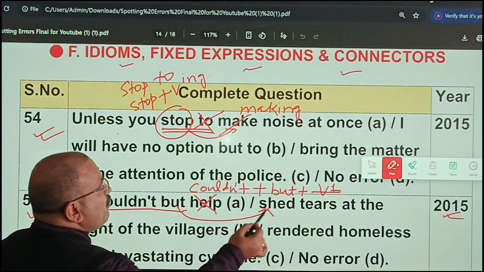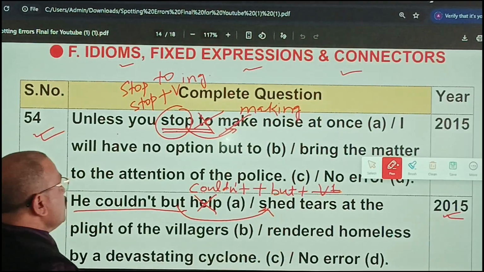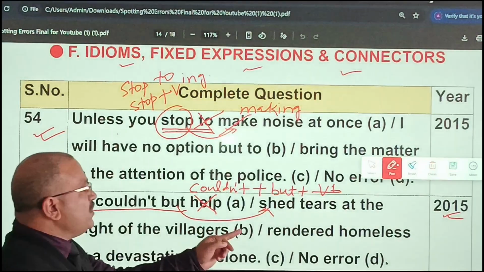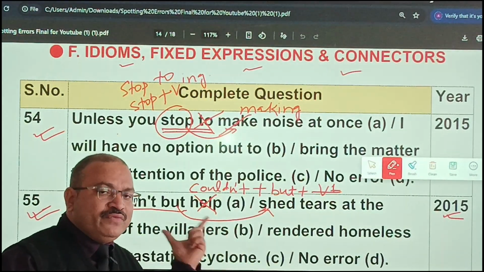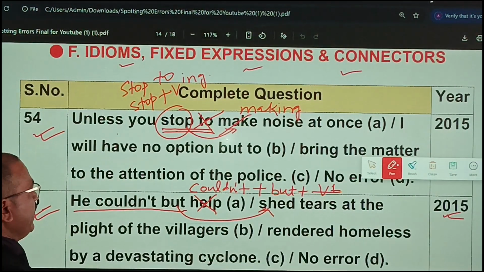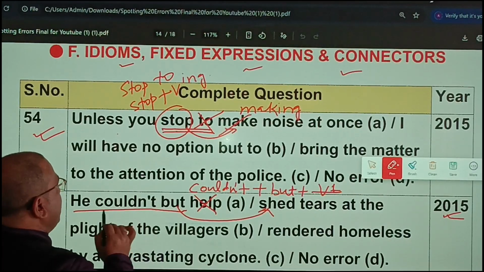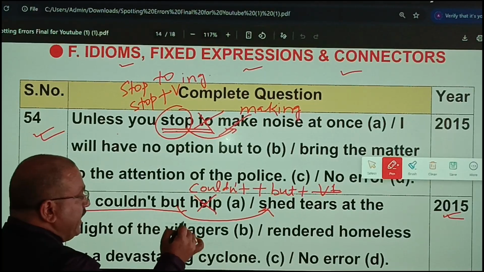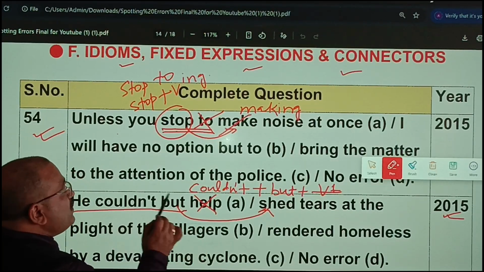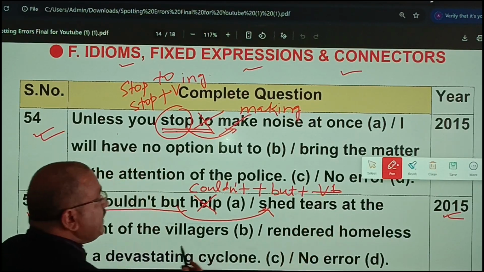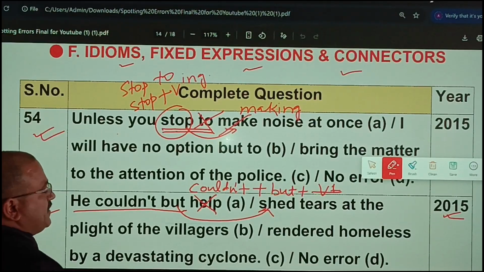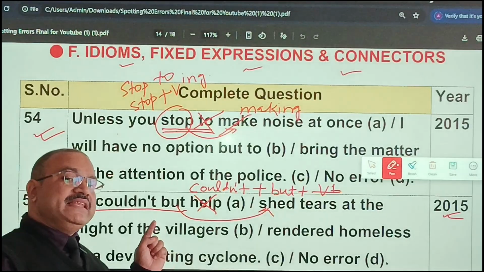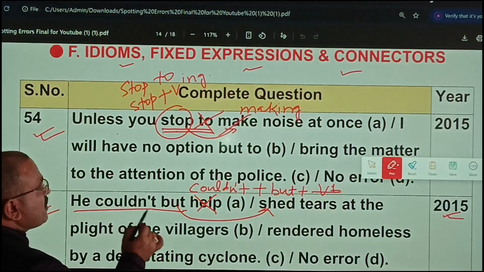Why? Because already you have the verb shed. So he couldn't but shed tears at the plight of villagers. This is one way we can see this sentence. The other way, if you are removing this but, he couldn't help shedding tears. If you remove but here, then he couldn't help shedding tears at the plight of villagers. Since but is already given here, the structure is correct.